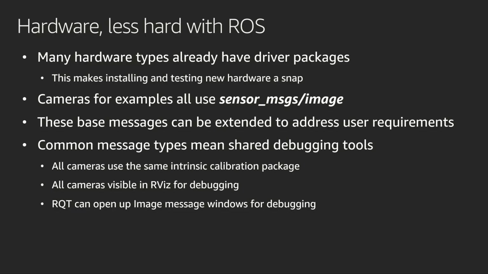These tools allow you to quickly debug your camera systems. So, for instance, all cameras can use the same intrinsic calibration package, all cameras can use the same RViz package for debugging image information, and RQT can be used to open up image windows at any point to see what the robot is seeing.